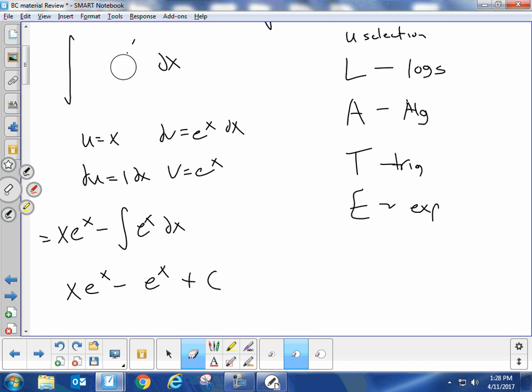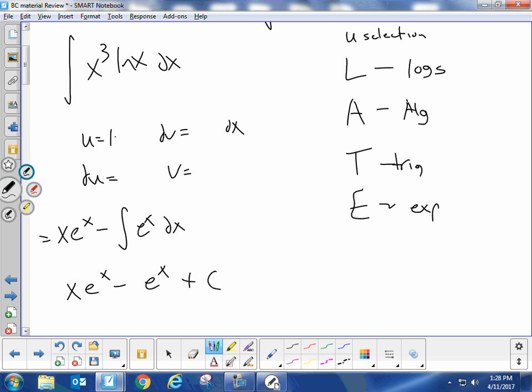Now, other types of things you'll see, let's say we have x cubed log x. Well, here people like to set u equal to x cubed and dv equal to log x, but don't do that. That's not going to help you. If you see that, we would use LATE. Logs would be selected first as our u's. So I'd select log x. dv would be x cubed. du would be 1 over x.